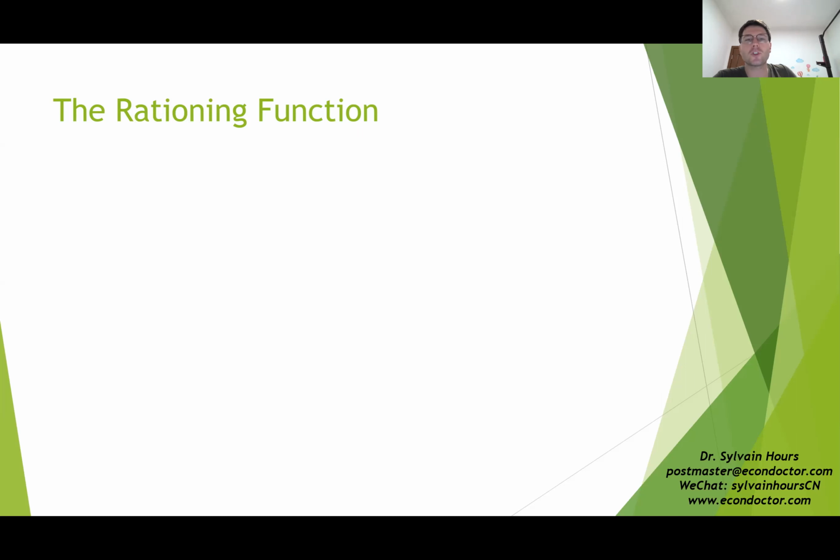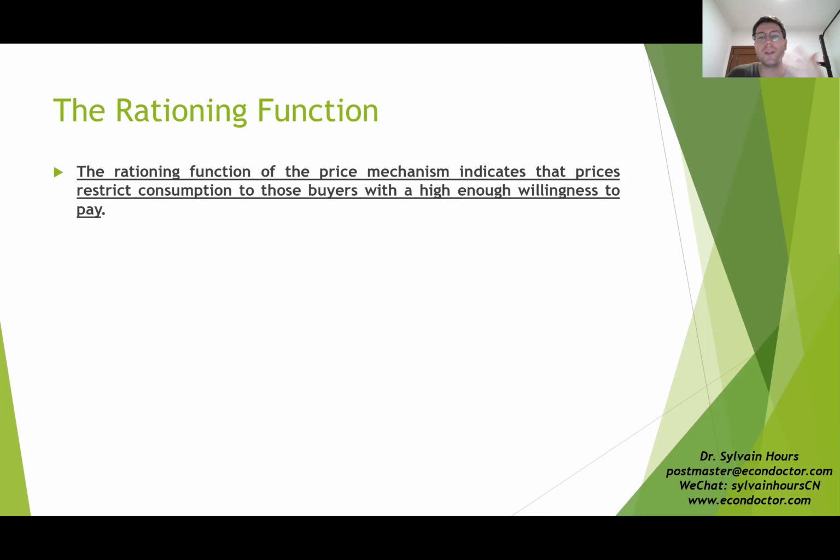The rationing function of the price mechanism is extremely simple. It just tells you, well, the way things are, if you want to buy something, you need to pay the price of that product. This means that only those buyers with a high enough willingness to pay will be able to get the product. That's it. Consumption will be restricted to those who have a high enough willingness to pay.